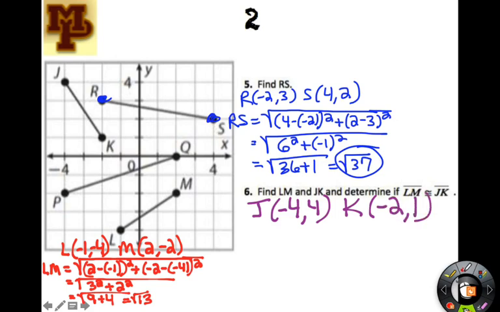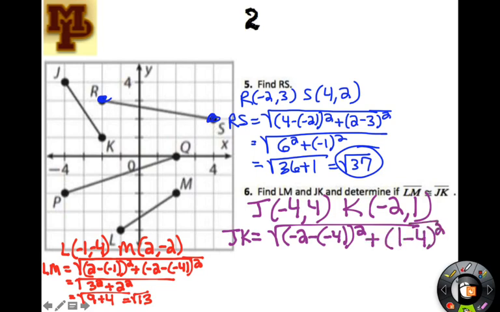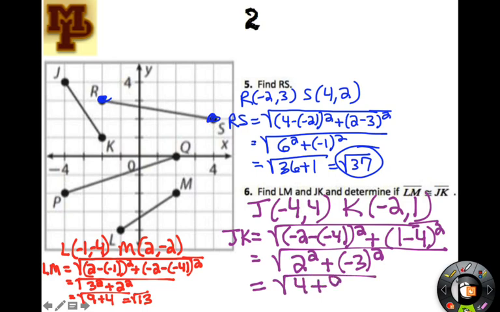Okay, so then we're going to do the same thing. We're going to do the distance formula. So JK would be equal to big ol' square root. So it's going to be -2 minus a -4 squared plus 1 minus 4 squared. And let's work that out. So it's going to be -2 plus 4, which is actually 2 squared. And then 1 minus 4 is -3, but that's going to be squared as well. So that's 4 plus 9, which is the square root of 13.